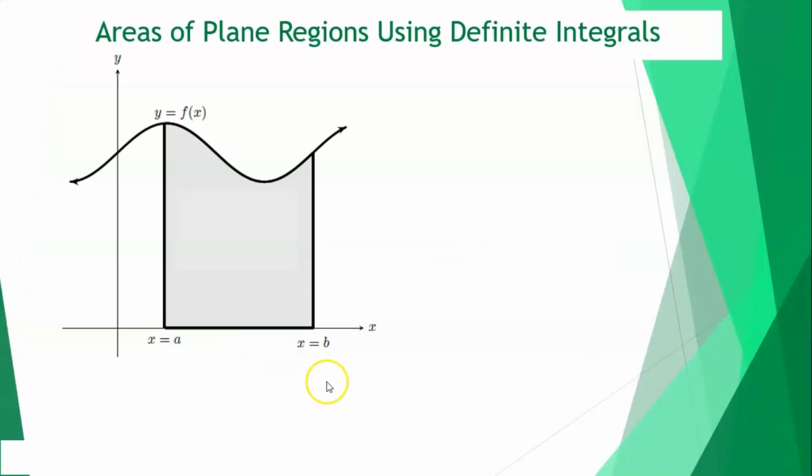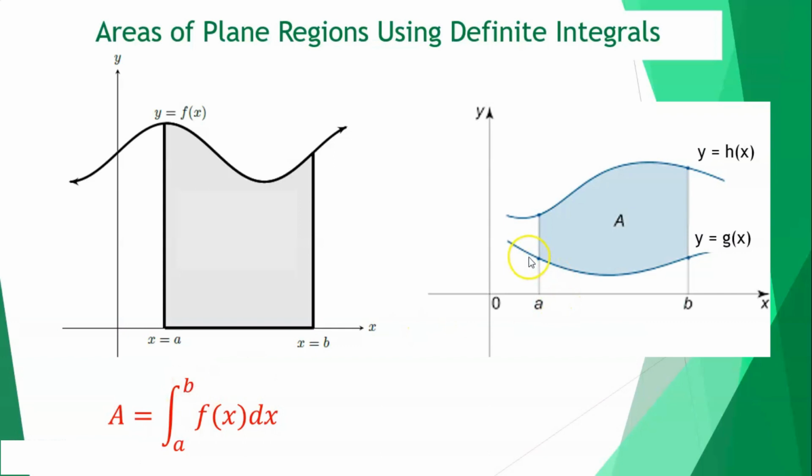Area between curves. So how to find the areas of plane regions using definite integral. So if we're given this, wherein the lower part is along the x-axis, and this is the graph of y equals f of x, or the function. So to find the area, that's the definite integral of f of x dx evaluated from a until b.